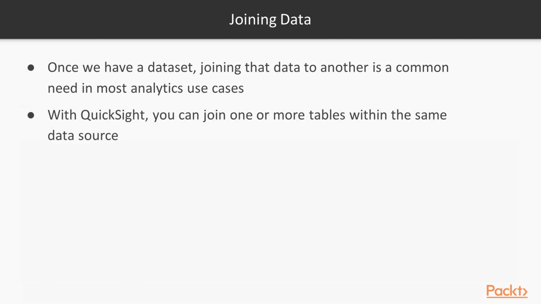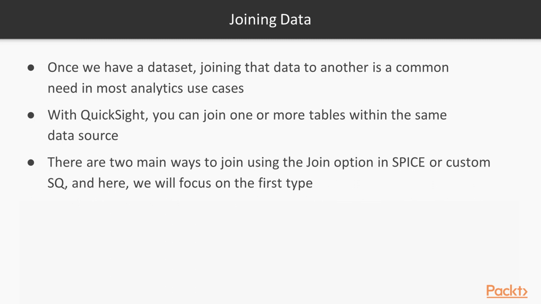reports. With QuickSight, you can join one or more tables within the same data source, like Redshift, Athena, or RDS sources. There are two ways to join. One, using the join option in the Spice editor, or two, a custom SQL. In this video, we'll focus on the first type.